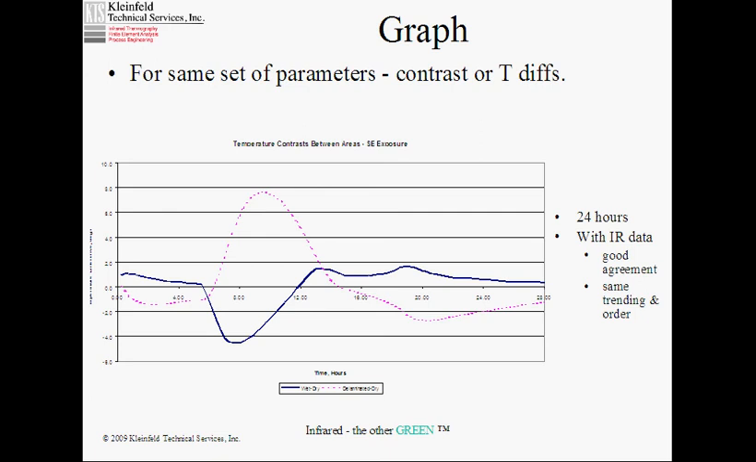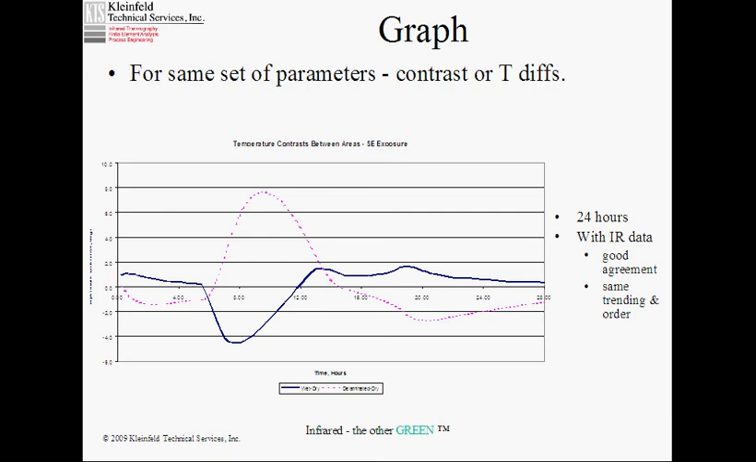This is the contrast, which is the temperature difference between adjacent areas for wet versus dry and delaminated versus dry. And you can see the peak difference occurs at different times and is in the opposite direction. We've already discussed the fact that it'll be in the opposite direction. The wet area is coolest at the daytime, warmest at the nighttime, and the delaminated does just the opposite.